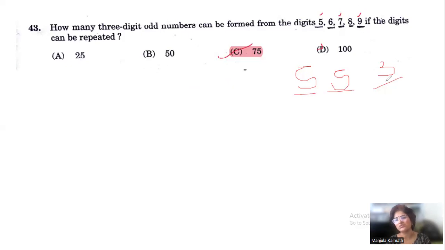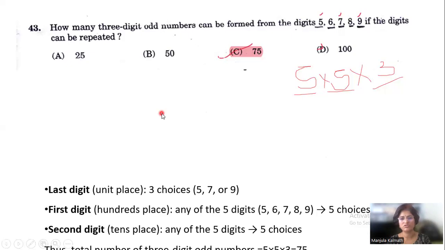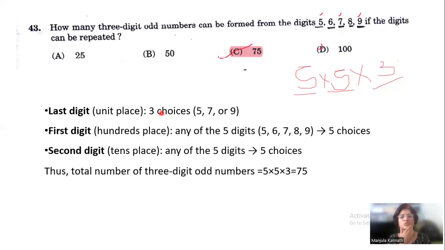Now it is odd, that's what we have taken. We just have to go for the multiplication of all this. That is 5 into 5, 25, 25 into 3, it will be 75. That's what the result is, 75 for this. So here we have a result for the given problem.